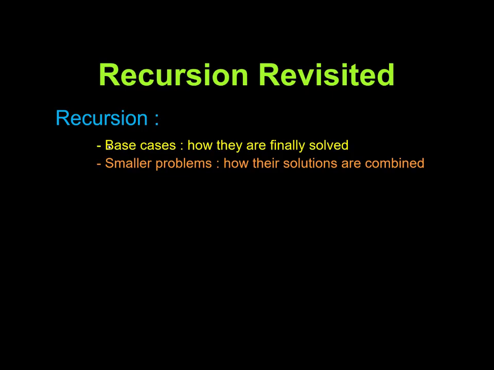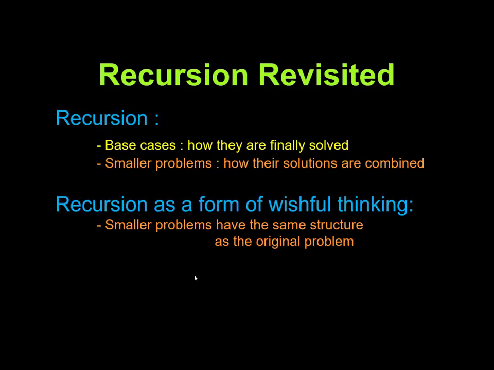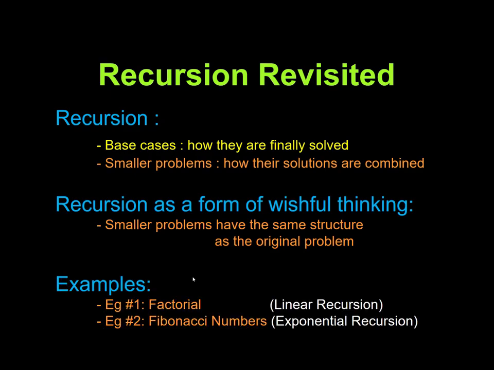with it. A recursion solution has 2 parts, the base case or base cases and smaller problem or problems. Recursion is a form of wishful thinking where smaller problems have the same structure as the original problem. The examples we saw in the last videos are the factorial, which is a linear recursion, and Fibonacci numbers, which is an exponential recursion. In this video, you're going to see a few more examples.